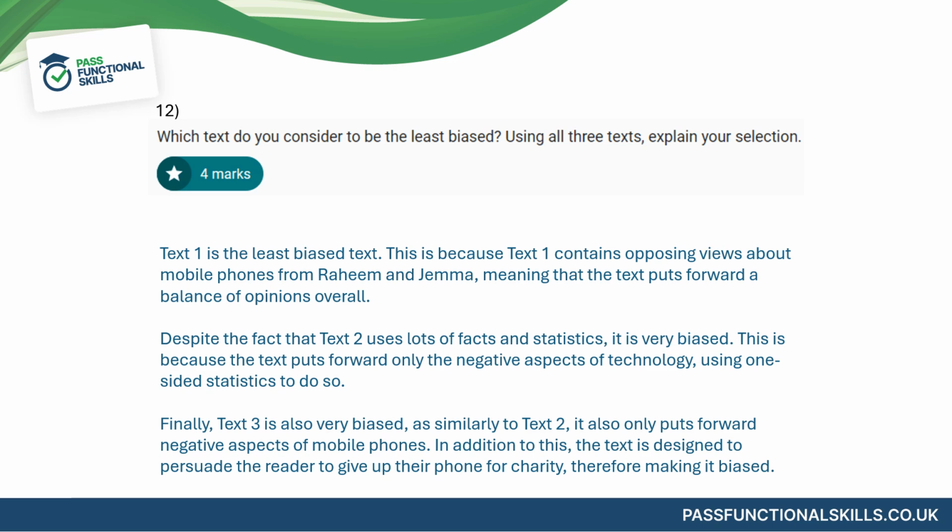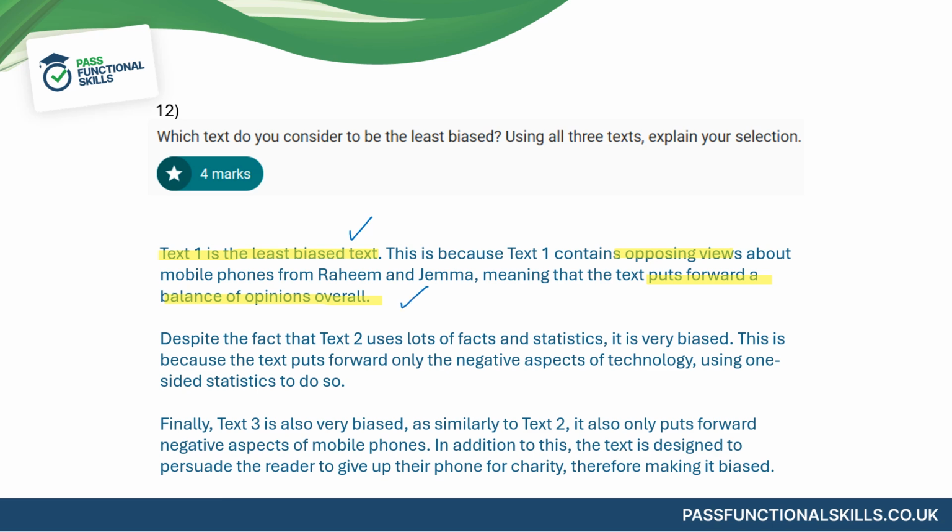So this is the model solution then for this question. Remember, it's 4 marks and we need to use all 3 texts to explain why we've chosen that text to be the least biased. So as we've already mentioned, text 1 is the least biased text. That is actually our first mark. Then we explain why text 1 is the least biased text. So text 1 contains opposing views about mobile phones from Raheem and Gemma, meaning that the text puts forward a balance of opinions overall. So really linking that to bias and showing that you understand that bias means a one-sided text. So we've got 2 marks there.